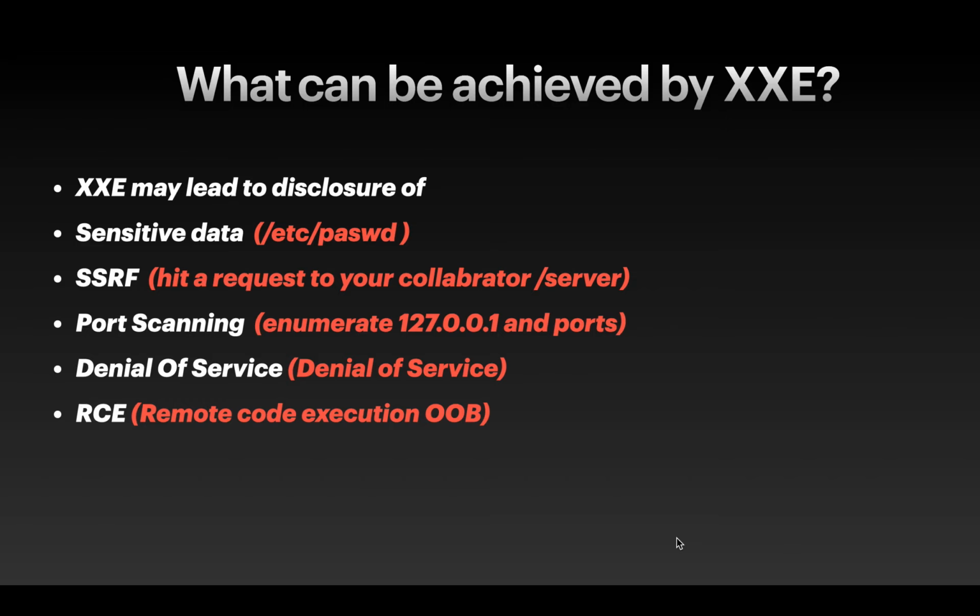You can see what ports are running. Let's say you enumerate the localhost, and port number 22 is running SSH. Port number 25 is running SMTP. If you are able to identify any port number which is running an outdated service, you can attack it also. Next is denial of service, DoS. And the last one is remote code execution. We all know that remote code execution is a very dangerous vulnerability. It can also be achieved using XXE.